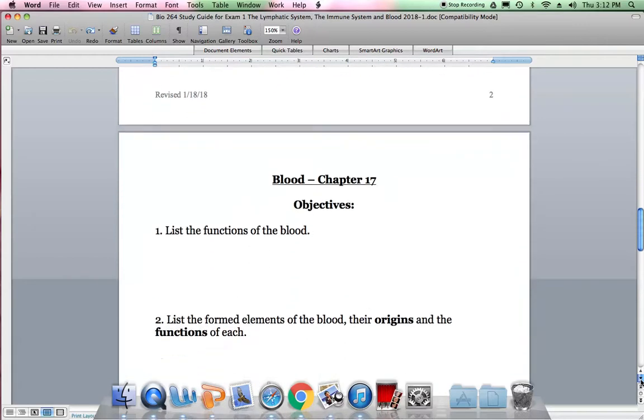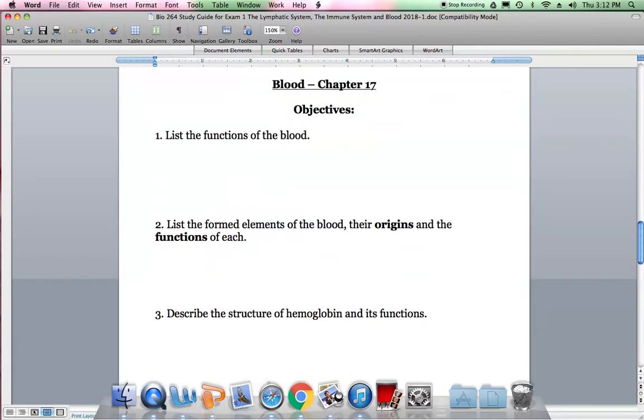Now we're on blood, chapter 17. List the functions of blood. This is right at the beginning of the PowerPoint of chapter 17. Transportation, protection, etc. So you will find these in the PowerPoint script. And then it says list the formed elements of blood, their origins, and the functions of each.